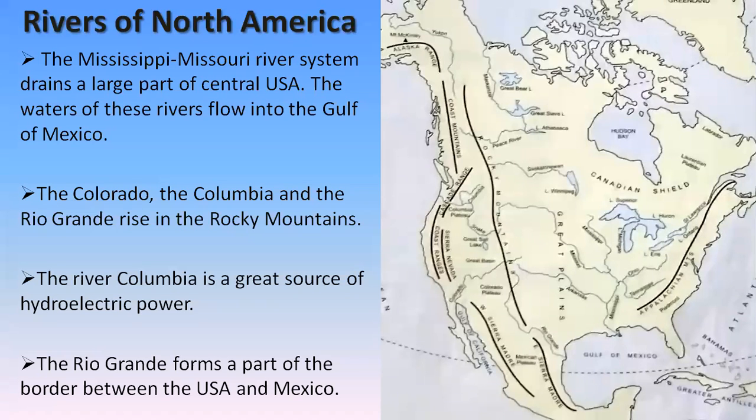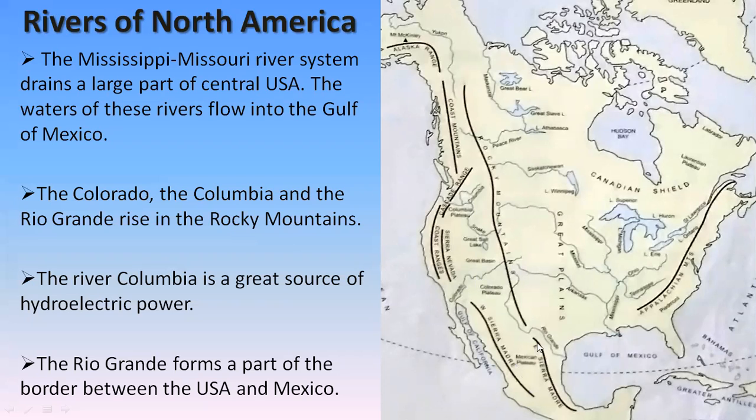This river flows into the Gulf of Mexico. Then the Colorado and Columbia: here you can see the Columbia River, and the Columbian Plateau over here. And this one is the Colorado, starting from the Rocky Mountains and flowing to the west side, and finally it falls into the Gulf of California. One of the major hydroelectric power projects is on this river, the Colorado.